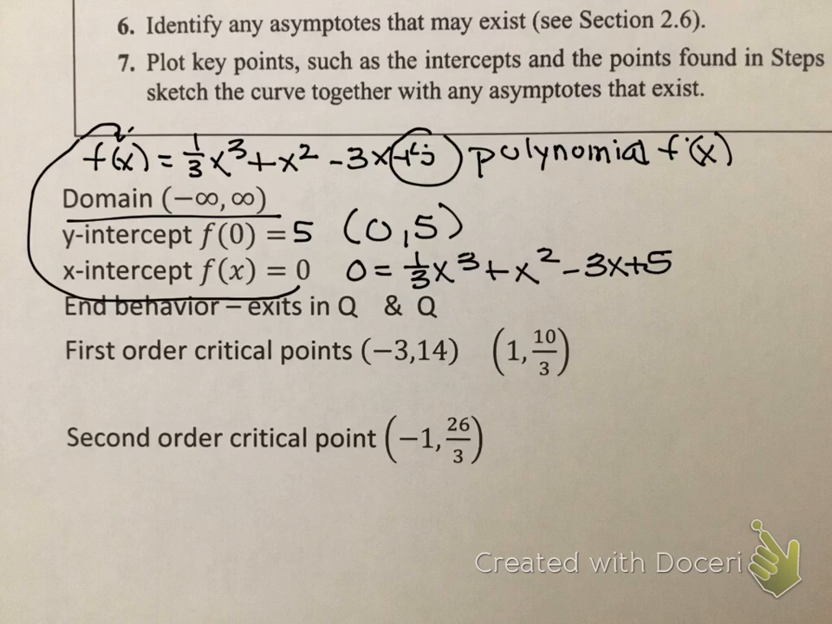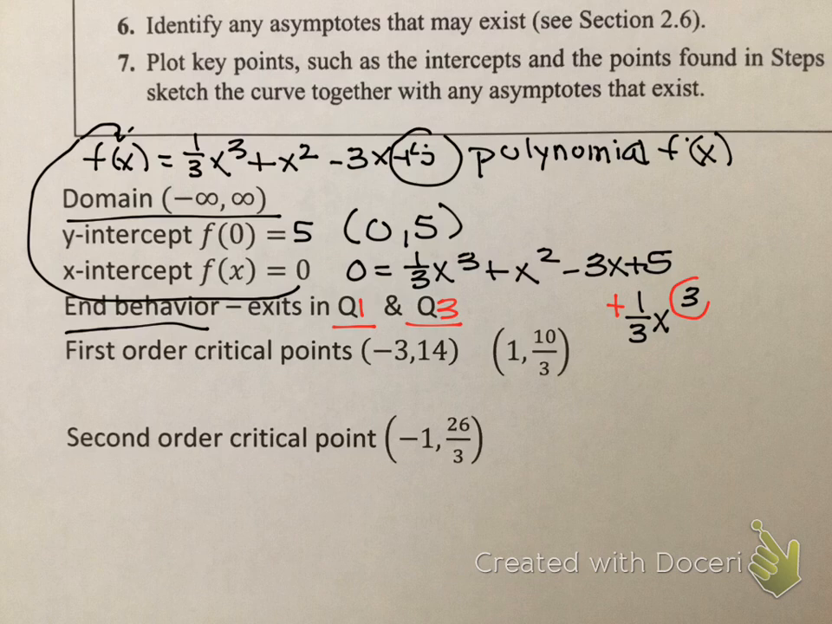But because it is a polynomial function, I can determine its end behavior very easily by looking at the dominant term, 1/3 x cubed. It has an exponent that's odd, and it has a positive leading coefficient. Therefore, you guys need to picture me up in front of the classroom, flapping my arms like a bird. You are exiting in quadrants 1 and 3.